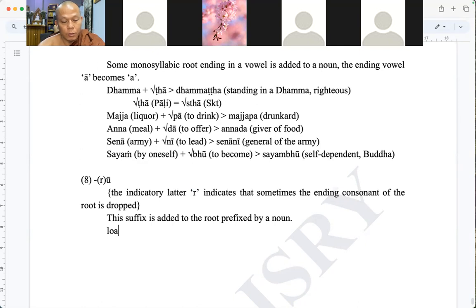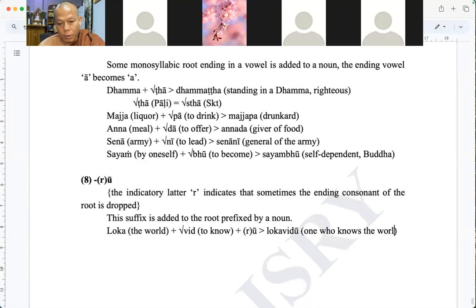So, for example, the past one. So, loga. Loga means, so the word, the root weed. Okay. So, to know. So, after that, the u suffix. So, loga, we do. So, one who knows the word.